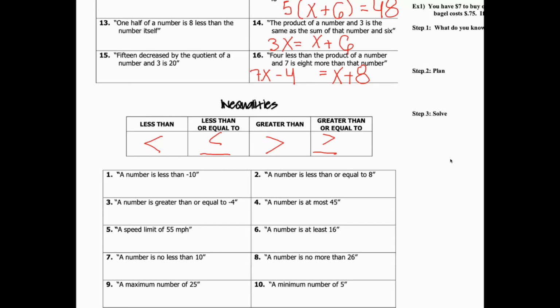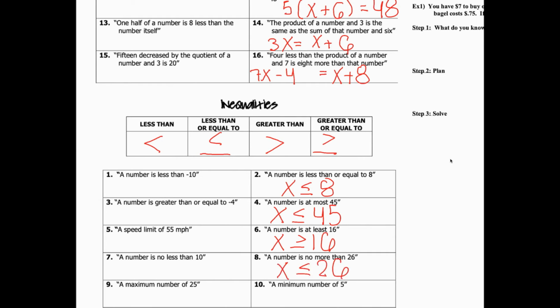Same thing here, I'll go ahead and do evens with you, and then I'll let you try out the odds on your own. First one, a number is less than or equal to 8. So x less than or equal to 8. A number is at most 45. So 45 is the highest the number could be, so we want less than or equal to 45. A number is at least 16. So we know that 16 or greater, so that's greater than or equal to. A number is no more than 26. So that means it has to be less than or equal to 26.